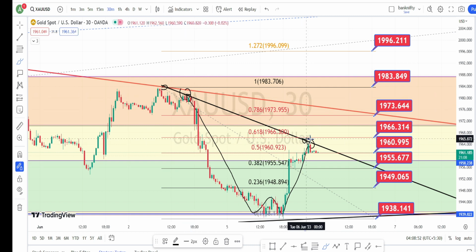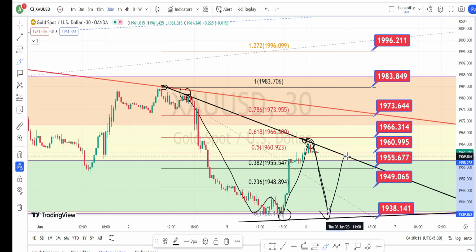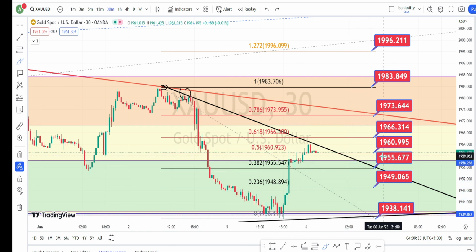And if the price action fails to break this resistance line, we can expect a bearish side retracement to start and to retest on the previous trend line or the support line. So overall, the price action in 30 minutes time frame is consolidating within this resistance line from the hourly time frame and the support line from the hourly time frame on a sideways price action. And the current support on the bearish side is around the level of 1960.